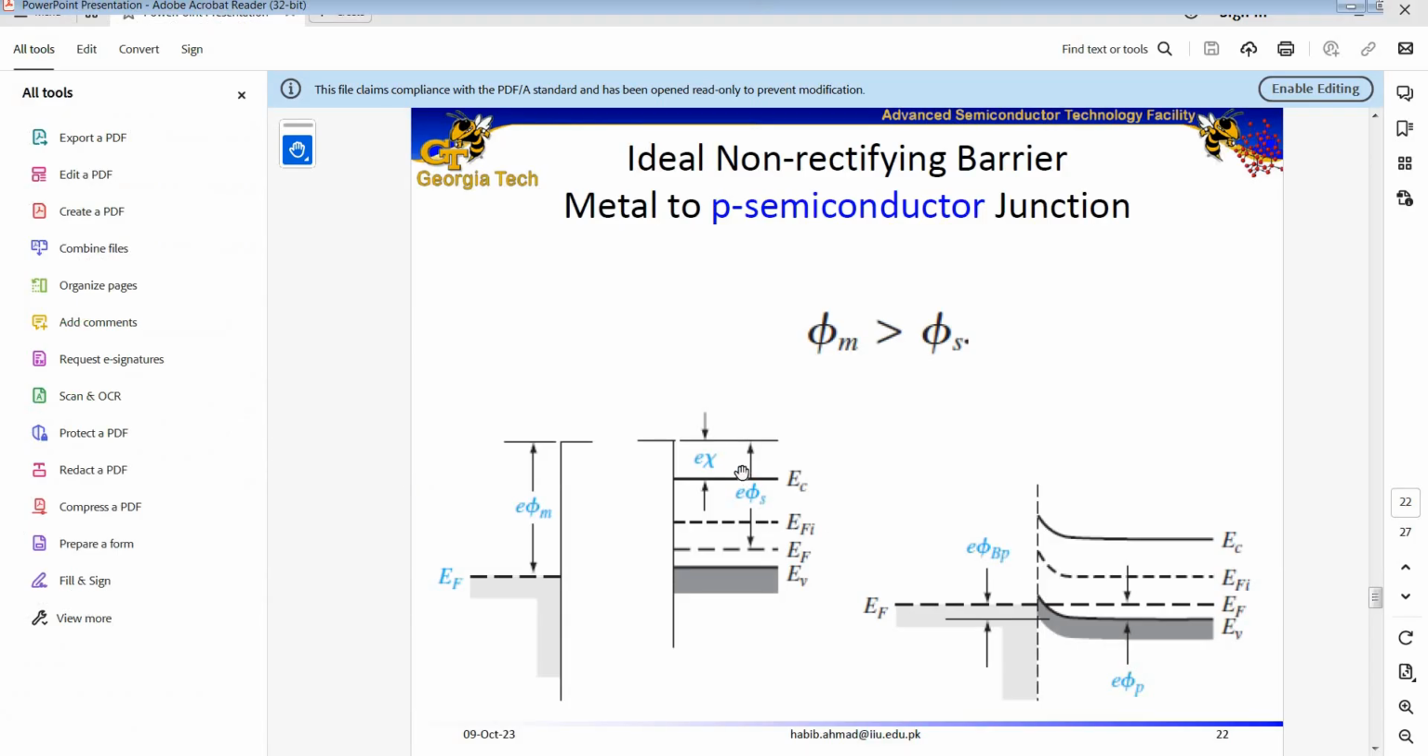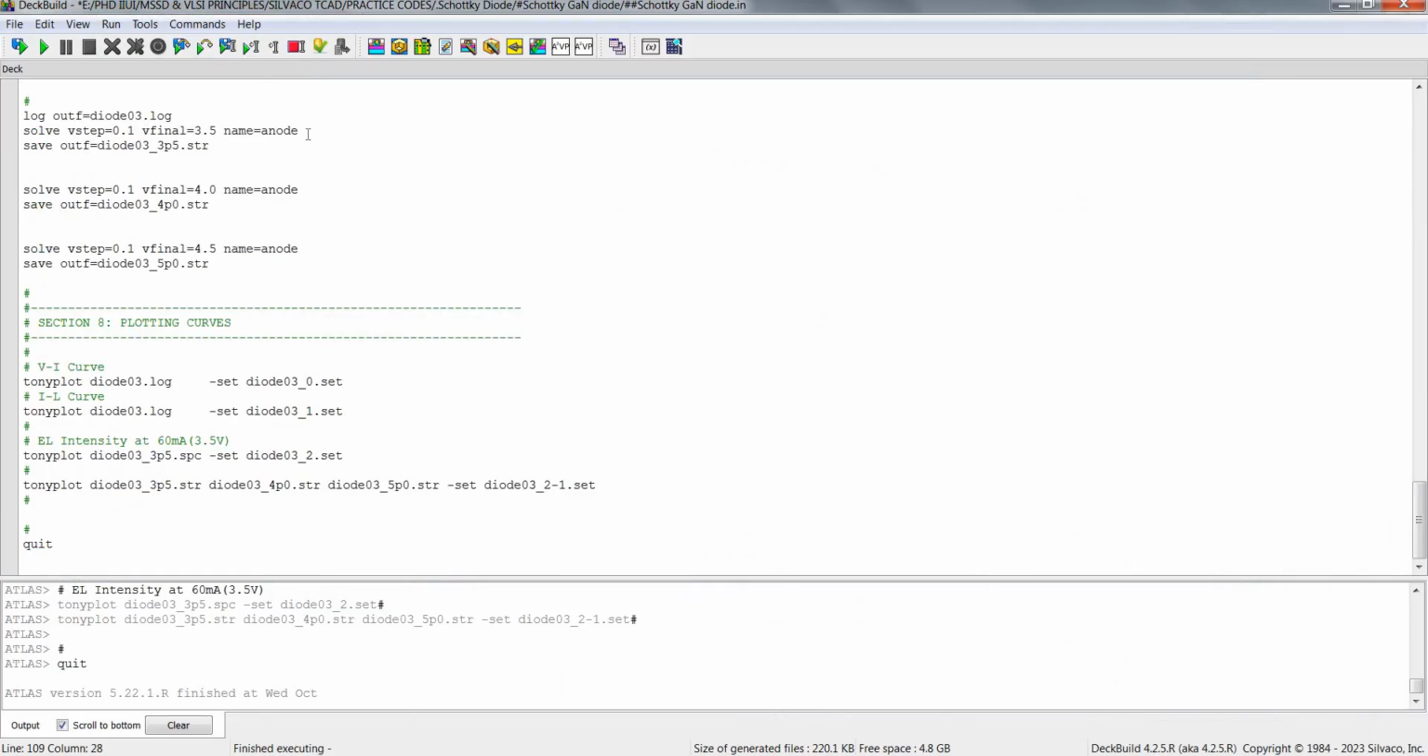Now since we have a p-type semiconductor, we need to apply the positive voltage to the semiconductor and the negative voltage to the metal. So I'm going to apply the positive voltage to the cathode end now. And I'm going to run the simulation.